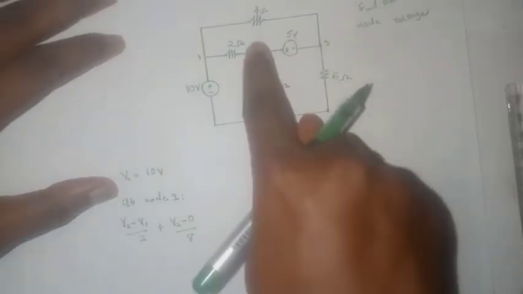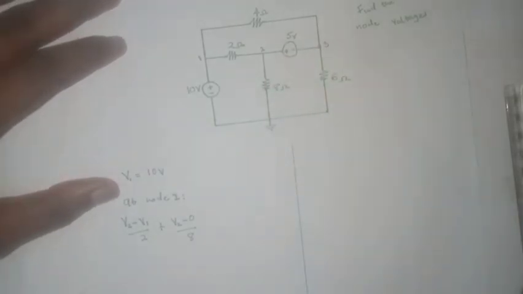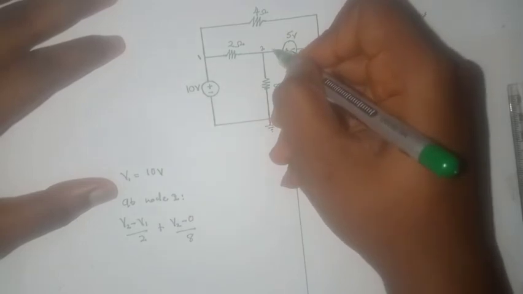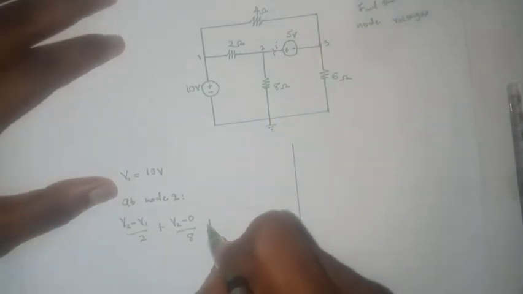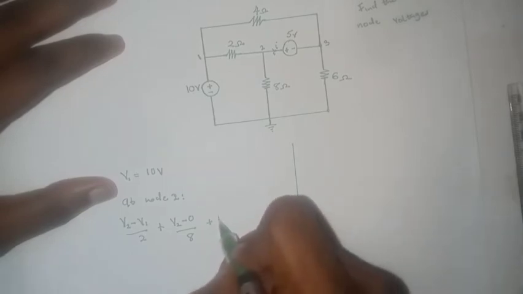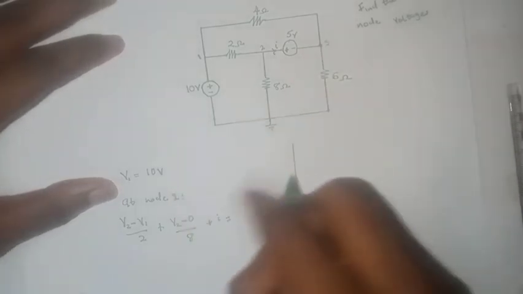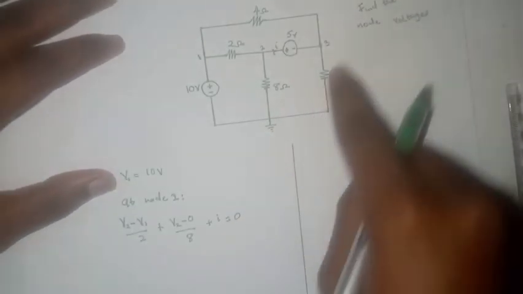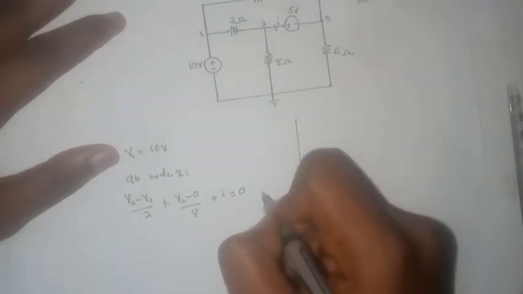Then you come here and you write the current flowing through it. Since we cannot write it the way we've been writing these ones, you just assign a current to this branch and call it I. So that would be plus I, since it is leaving the node. So everything equals 0 according to KCL. Let's call this equation 1.